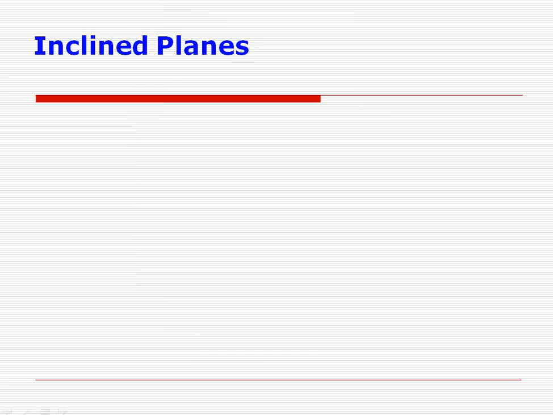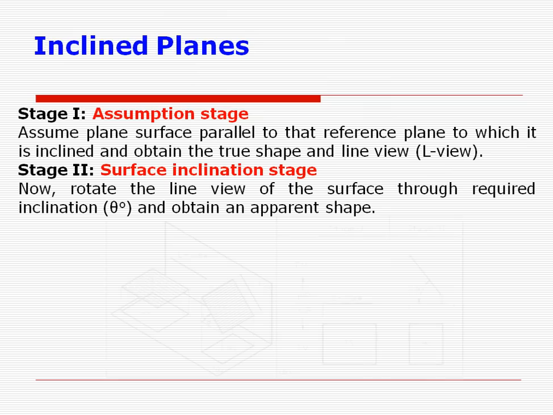So generally we will start with one assumption stage, where we will see the true shape. The reason is in the descriptive geometry the statement will be defining the true shape only, so we will have to initiate with the true shape. So we will generally have two stages. So stage 1 will be the assumption stage, where we will make assumption that the plane is parallel to the principal plane to which finally it is inclined.